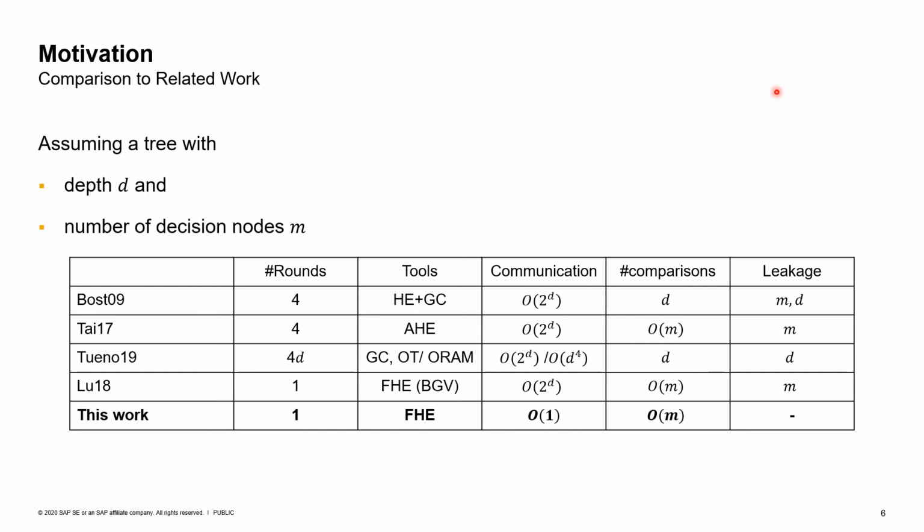To summarize decision tree protocols, we assume a tree with depth D and M decision nodes. The first 3 lines here represent the best interactive solutions with number of rounds at least 4, and they use tools such as homomorphic encryption, garbled circuits, oblivious transfer, or ORAM. The communication depends on the size of the decision tree. They perform D or M comparisons and leak either D or M. We have the protocol of Lu, which is non-interactive, using the fully homomorphic encryption of BGV, but the communication still depends on the size of the decision tree. And of course, M, the number of decision nodes or the number of leaf nodes, is leaked to the client. In this talk, we present a non-interactive protocol as well, but the communication is constant and there is no leakage.